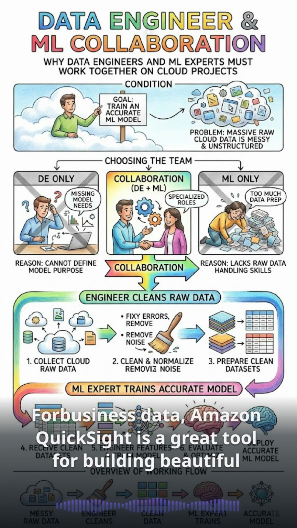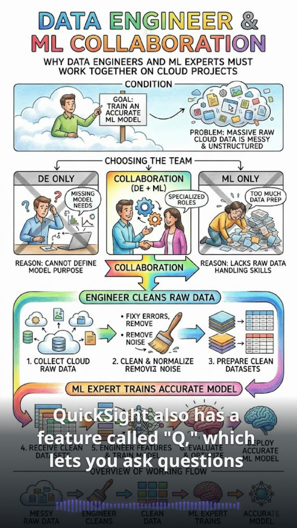For business data, Amazon QuickSight is a great tool for building beautiful charts and dashboards for your boss. It connects to S3, Redshift, and Athena, so you can visualize your data and find hidden trends easily. QuickSight also has a feature called Q, which lets you ask questions about your data using plain English.